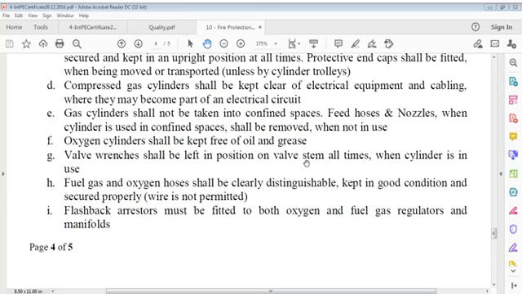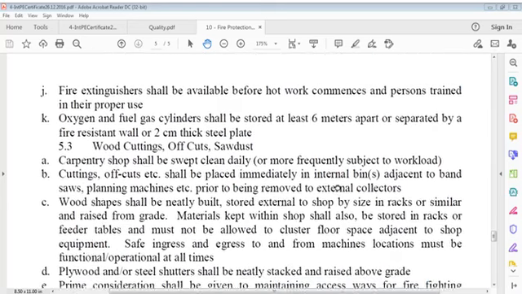Fuel gas and oxygen hoses shall be clearly distinguishable, kept in good condition and secured properly. Wire is not permitted. Flashback arresters must be fitted to both oxygen and fuel gas regulators and manifolds.